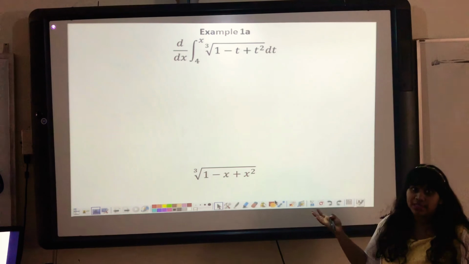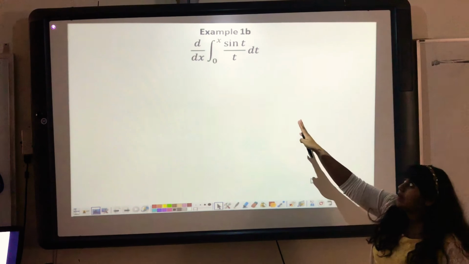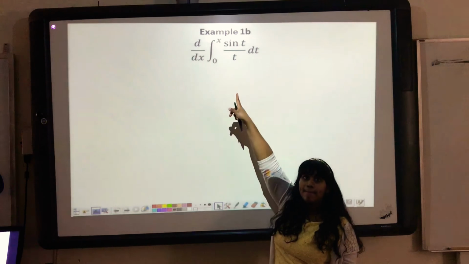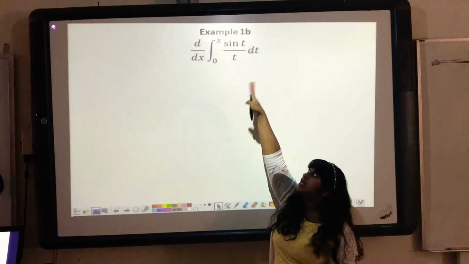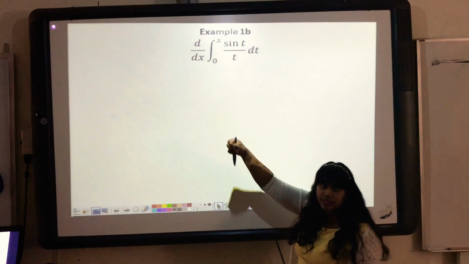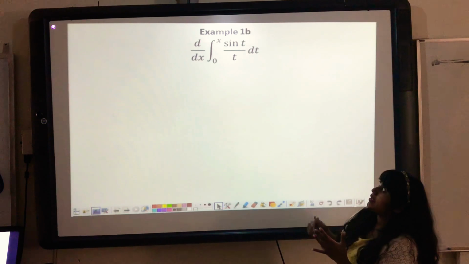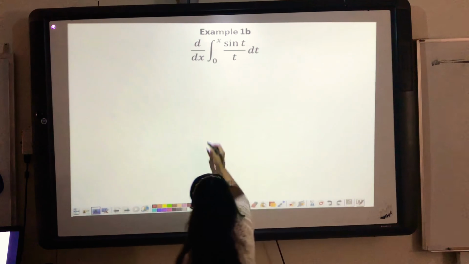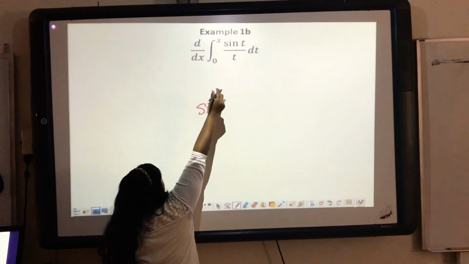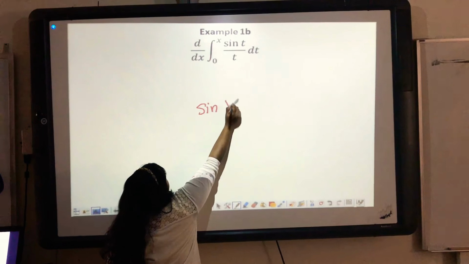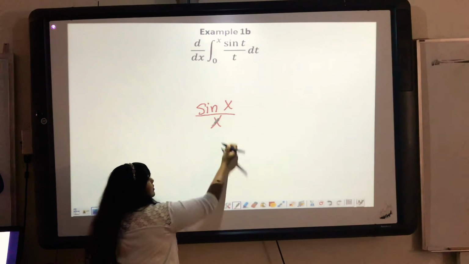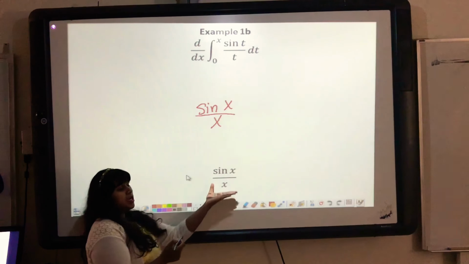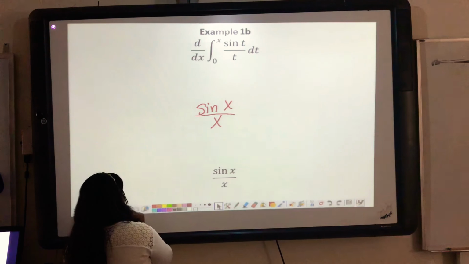There we go. Ta-da! Again, we're going from a constant, a definite integral from a constant, to something else. We've got x. Okay, so because of that, we can simply replace. So this is going to become sine, even though it says t, I want to replace it with x, over x. It's as easy as that. Ta-da! Okay.